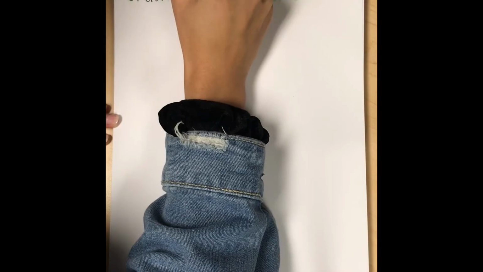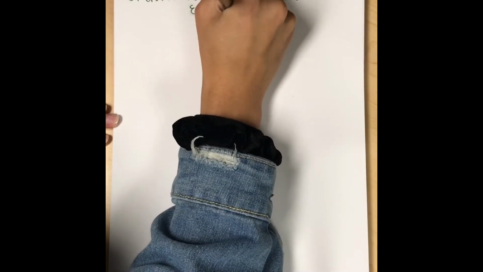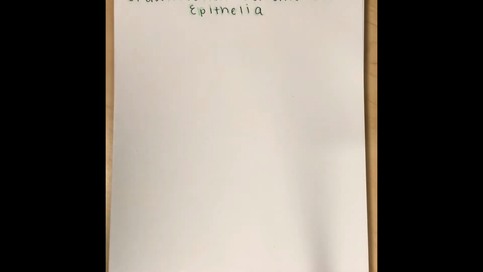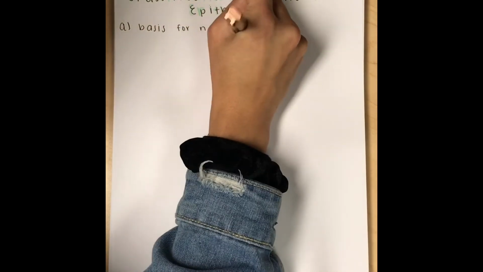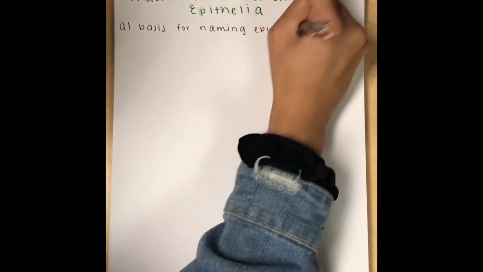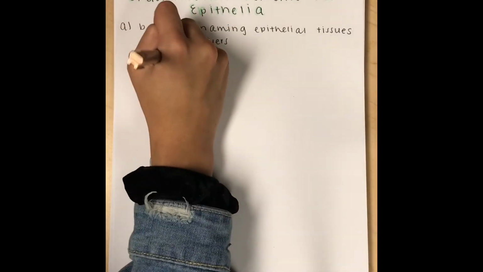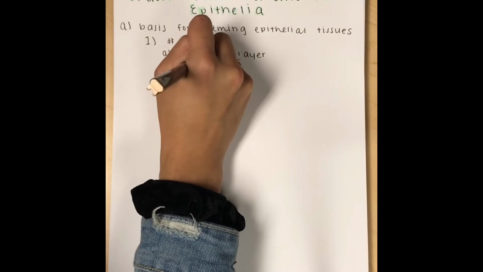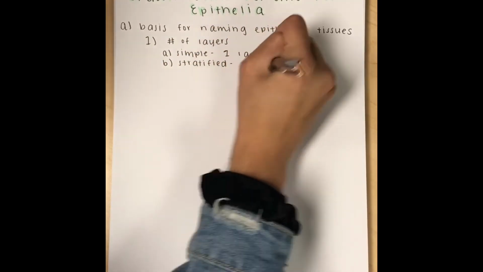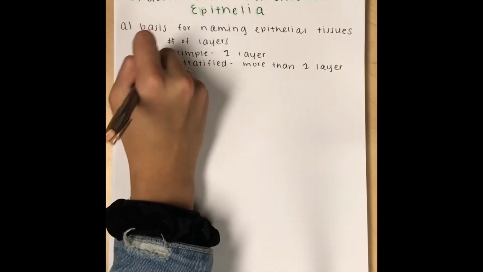Next, we're going to move on to the classification scheme for epithelia. We're going to first start off with the basis for naming epithelial tissue. Number 1 is the number of layers in epithelial tissue. The first is simple epithelia, which means it only has one layer. Next is stratified epithelia. It means it is composed of 2 or more cell layers stacked on top of each other.